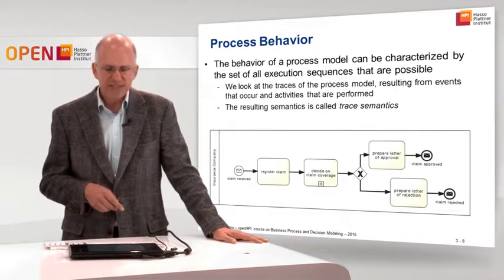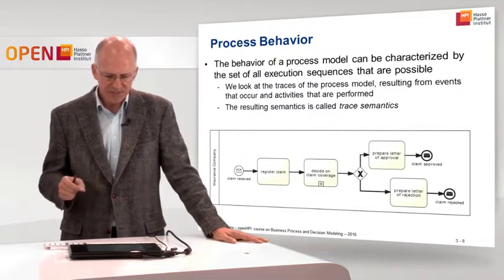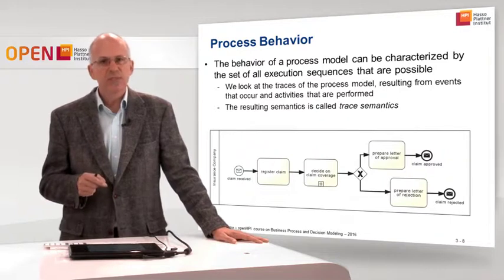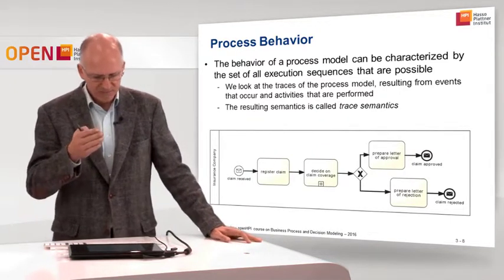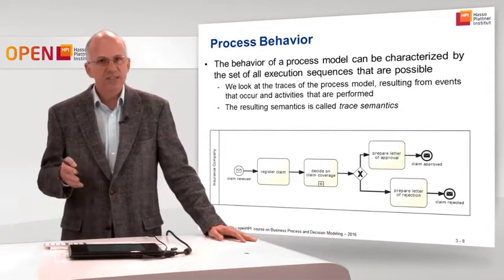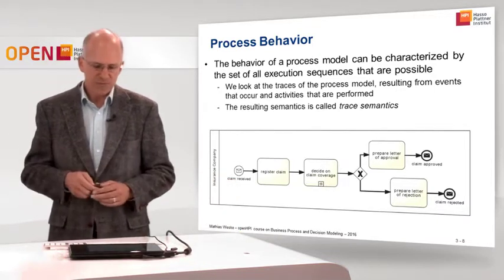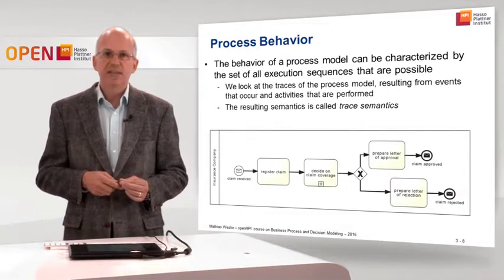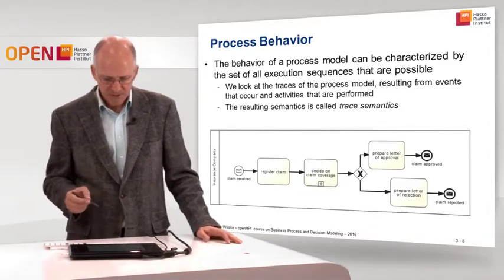Therefore, we look at the traces of the process model resulting from events that occur and activities that are performed. So we look at activities that are performed and events that occur, and we build sequences of these events and activities, and thereby build traces, so to speak, traces of the process. And the resulting semantics is therefore called a trace semantics. So the traces are the steps that are taken during execution of the process.